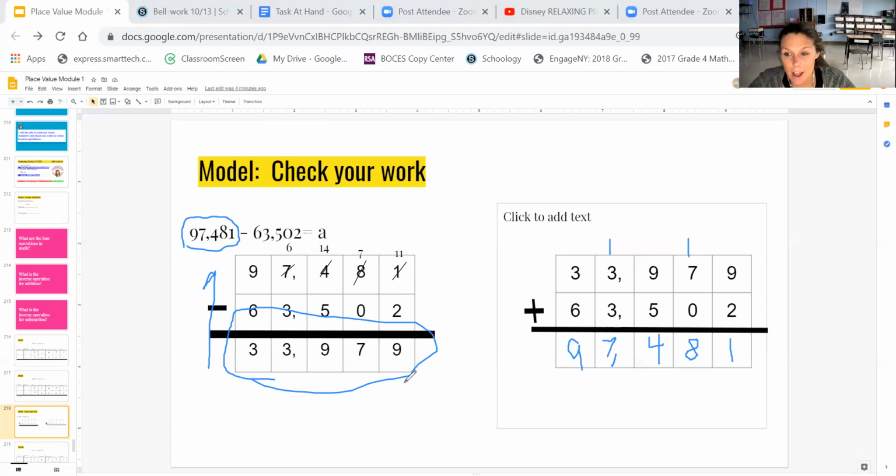33,979. Now, don't tell me that your answer is 97,481 because that's not our answer. This is just how we checked our work. Our true value of A is 33,979. Okay? Awesome. Let's keep moving, friends.